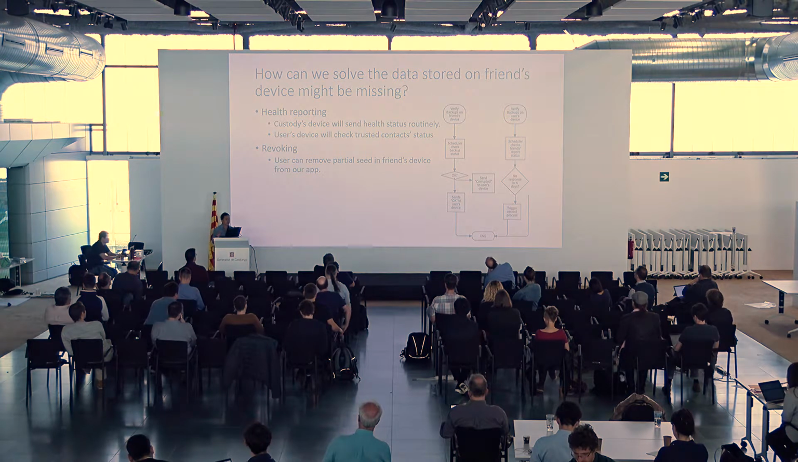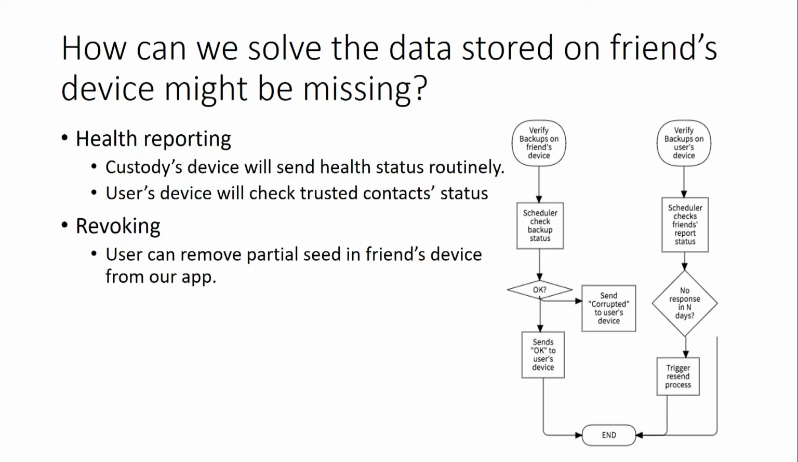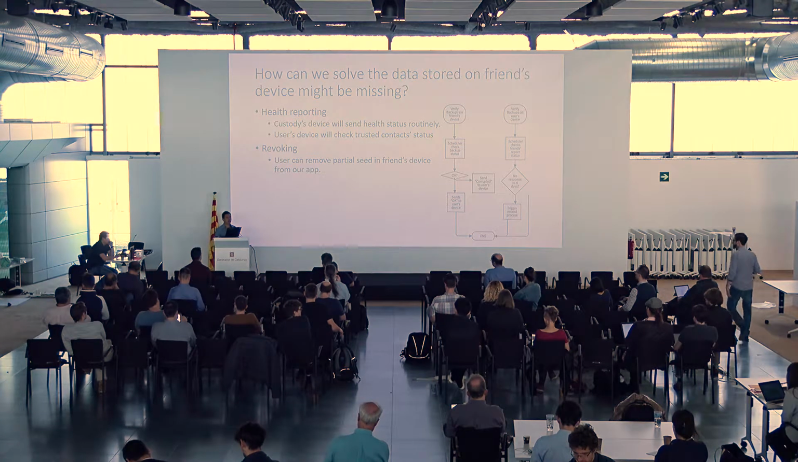Okay, the last thing is how can we solve the data stored on the friend's device might be missing? So we have a health reporting. So basically the custody's device will send the health status routinely, and the user's device will check the status. So that's just simple. And we also design a simple revoking mechanism. You can cancel the share stored on your friend's device. You can remove that.